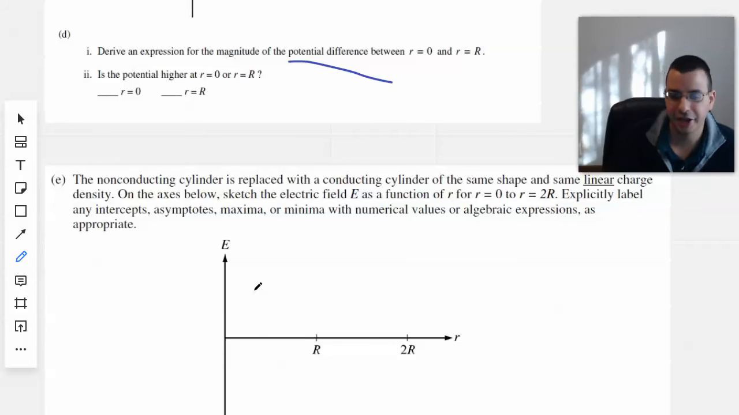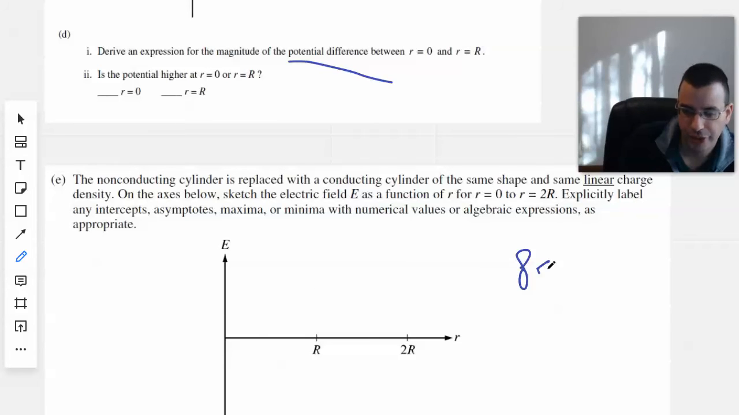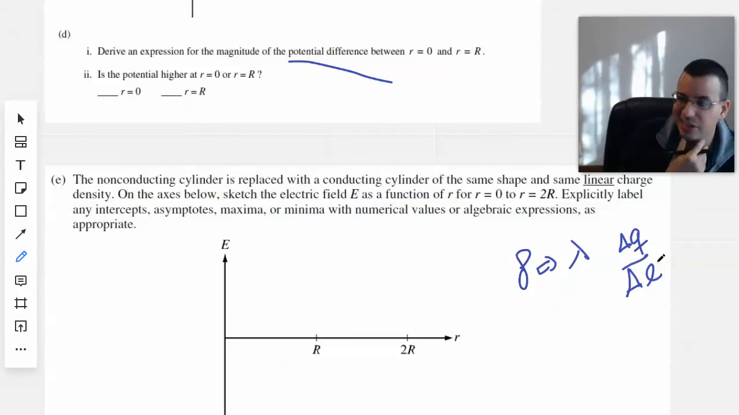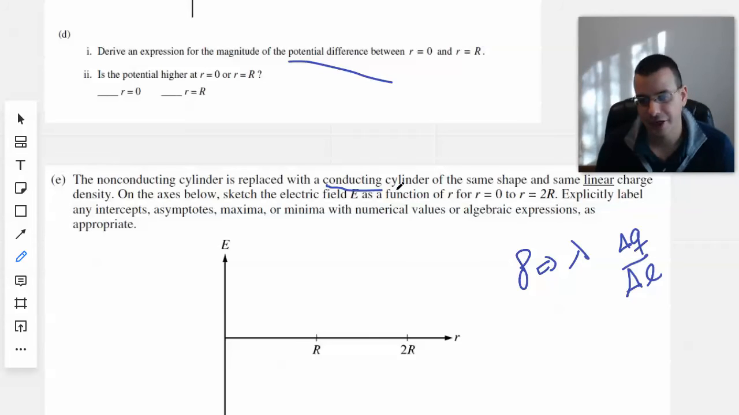So now they don't give us rho, they're giving us lambda, which is for a small change in charge over a small change in length on the axis below. And the reason they do that is because for a conducting cylinder, all the charge is on the surface.